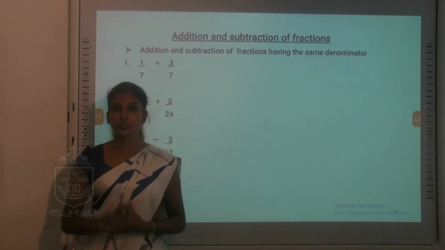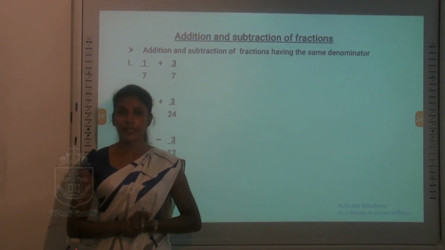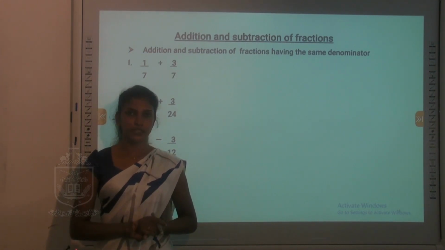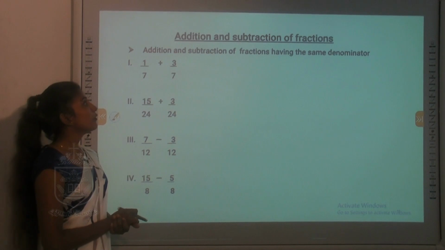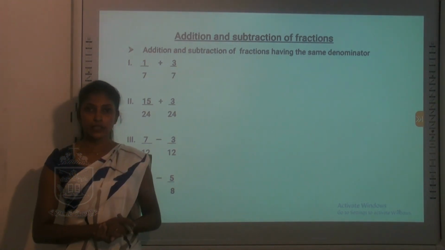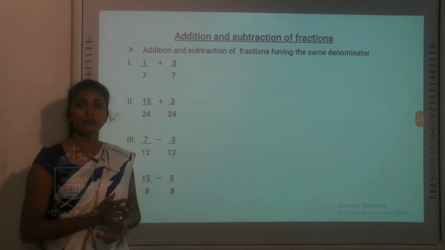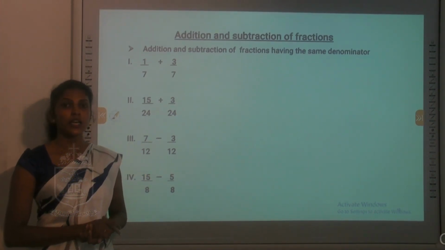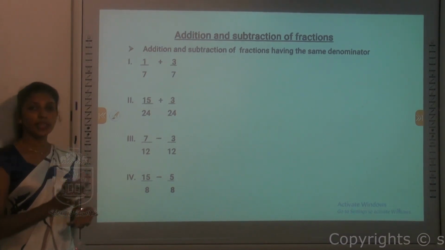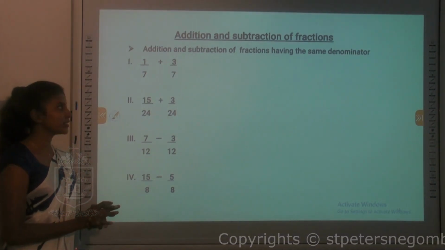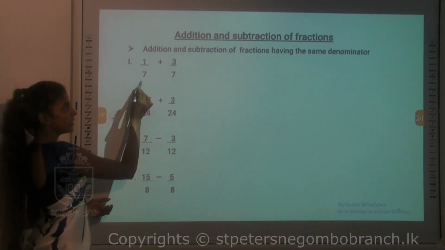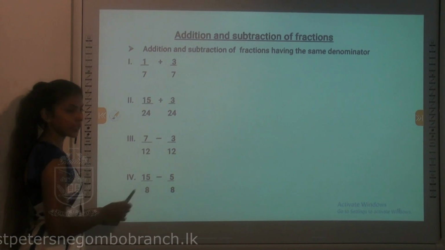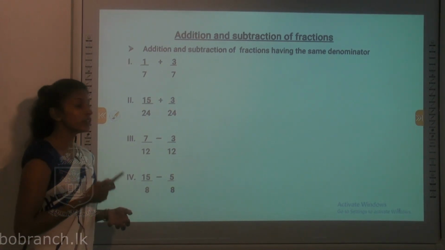Okay, next we are moving to our next part, that is addition and subtraction of fractions. How to add and subtract fractions. So first step, we are going to add and subtract fractions when you have the same denominator. Now you all can see I have taken 5 examples here. All the examples have the same denominator. Denominators remain the same. You all can see 7, 7, 24, 24, 12, 12, 8, 8. Only the numerators are changed.